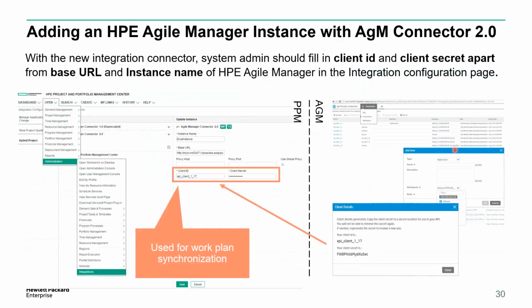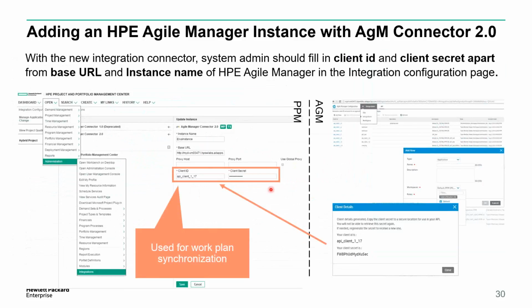Now, in order to get some of this new information and more accurate information in PPM from Agile Manager, we're leveraging many of their APIs. And in order to leverage those APIs, we have to have some additional information from Agile Manager. And that is what we're calling and getting here. We're getting the client ID and the client secret from Agile Manager.